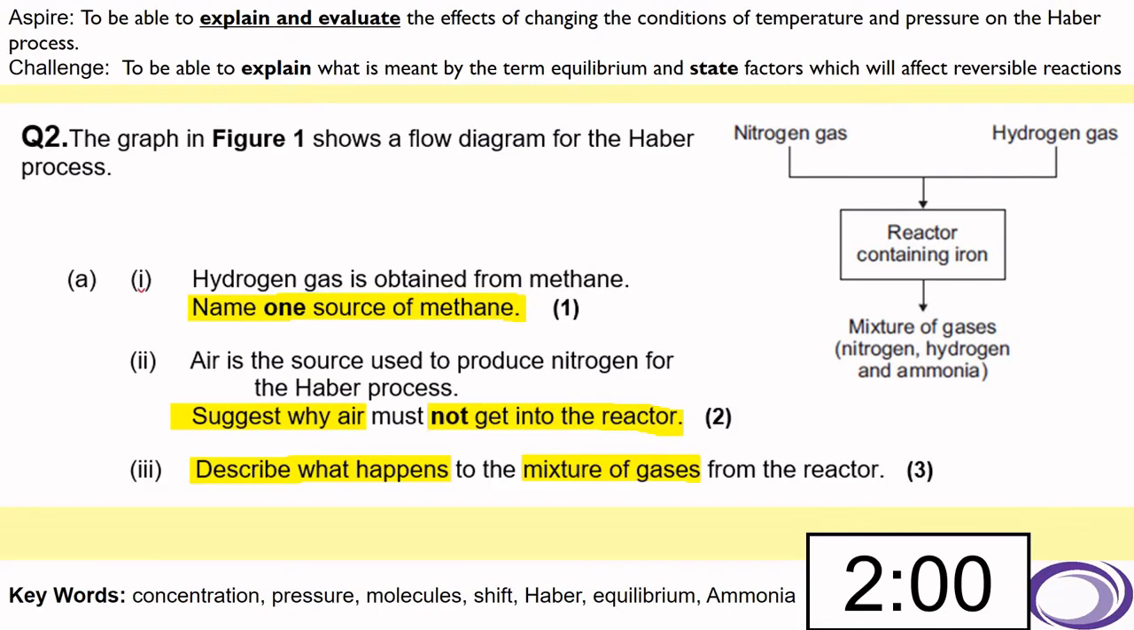So the next question. The graph in figure 1 shows a flow diagram for the Haber process. So we've got nitrogen and hydrogen going into the reactor containing iron and forming a mixture of gases. Hydrogen is a gas obtained from methane. Name one source of methane. Air is the source used to produce nitrogen for the Haber process. Suggest why air must not get into the reactor. And then describe what happens to the mixture of gases from the reactor.